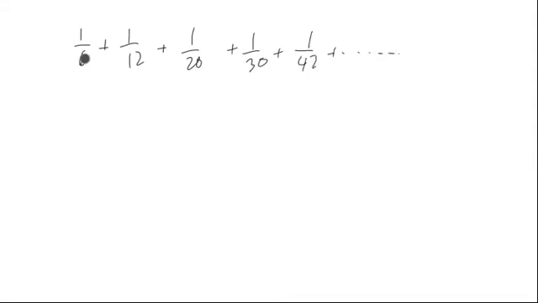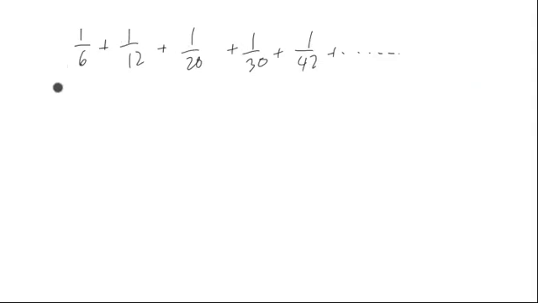Let's take a look at what it means to add up an infinite number of things. Say, for instance, we had 1/6 plus 1/12 plus 1/20 plus 1/30 plus 1/42. Do you see a pattern? Well, add 6 here, add 8 there, add 10 there, add 12 there in the denominators. There is a pattern that continues indefinitely. Now, what does it mean to add all of them up? And how can this be defined?